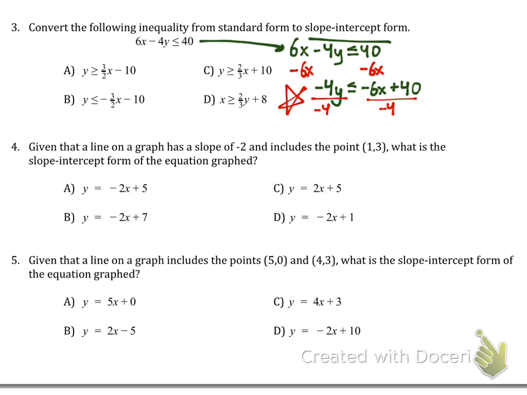Alert here, watch out. When you multiply or divide by a negative number, we need to switch that symbol right there. So y is greater than or equal to negative 6 over negative 4x plus 40 over negative 4. Now, I just noticed I divided each piece by negative 4. Make sure you do that. And we can simplify that because that is not one of the answer choices. Negative 6 over negative 4 is 3/2. And 40 over negative 4 is negative 10. And you can find the answer choice there.